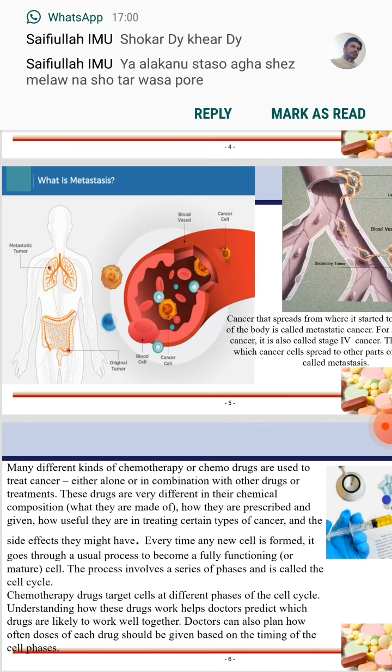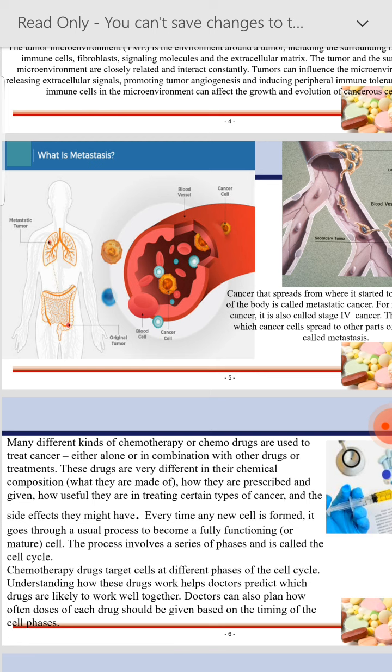Many different kinds of chemotherapy or chemo drugs are used to treat cancer, either alone or in combination with other drugs or treatment. These drugs are very different in chemical composition, how they are prescribed and given, how useful they are in treating certain types of cancer, and the side effects they might have.